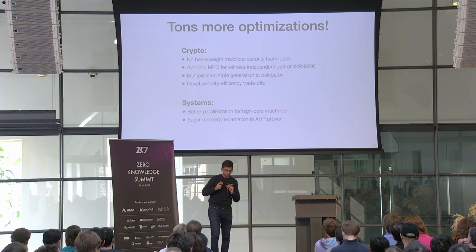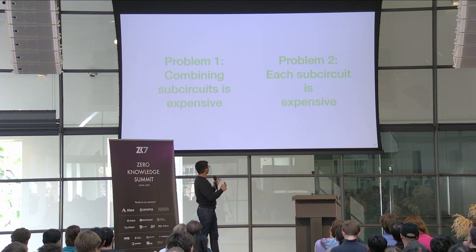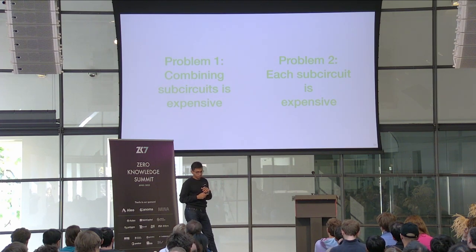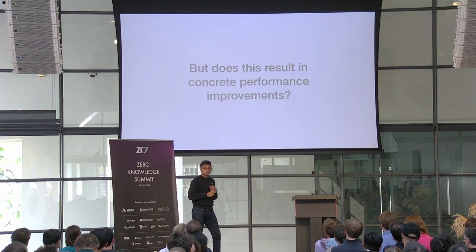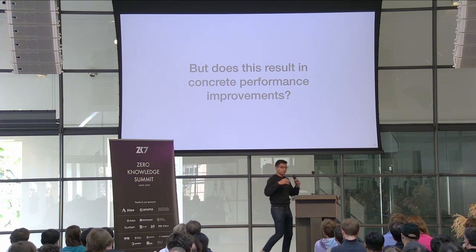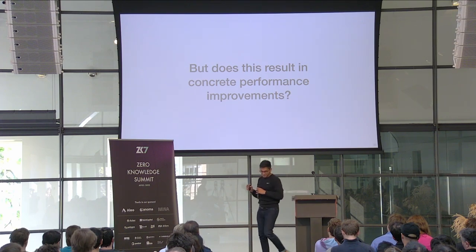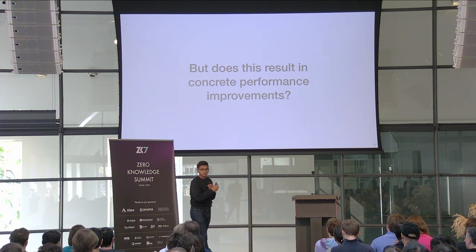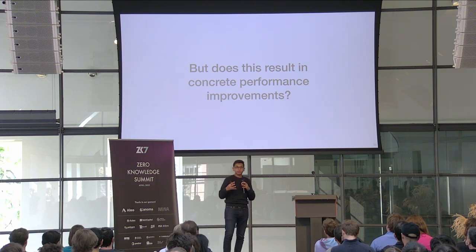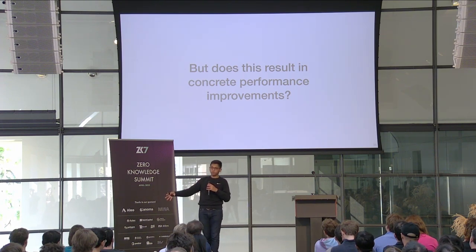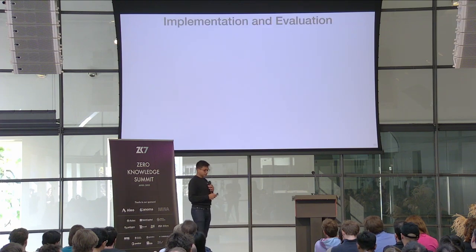When the paper is online, I would encourage you to read it. So we've solved at least, hopefully, both problems one and two. I've talked a lot about theory and polynomials, but the question is, does this actually result in concrete performance improvements? Can you take these protocols, implement them, and get an actual speedup for your application today? And the answer is, thankfully, yes.